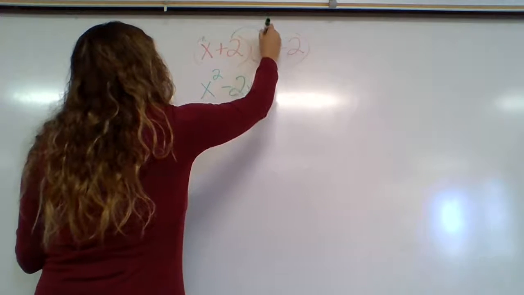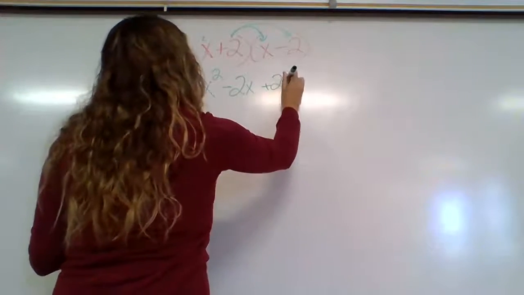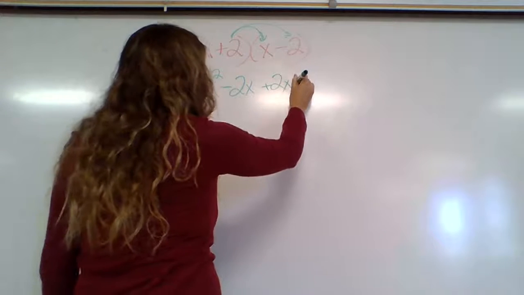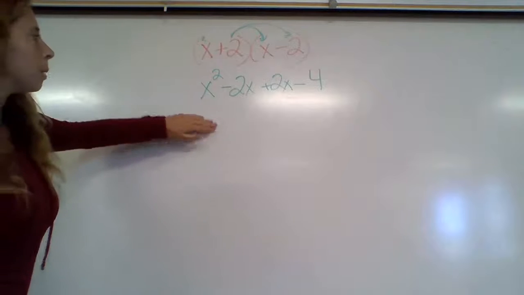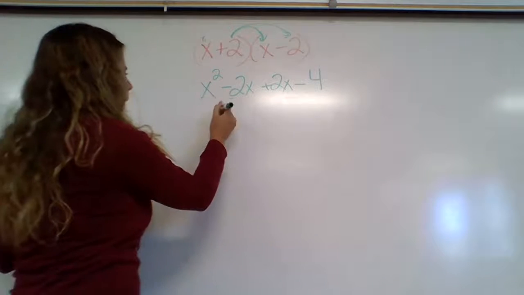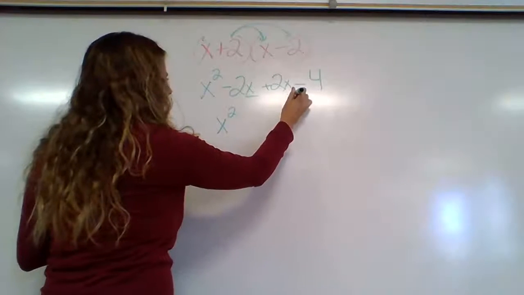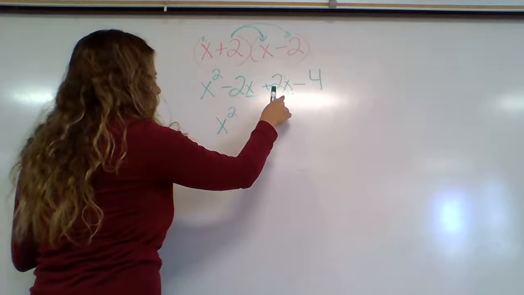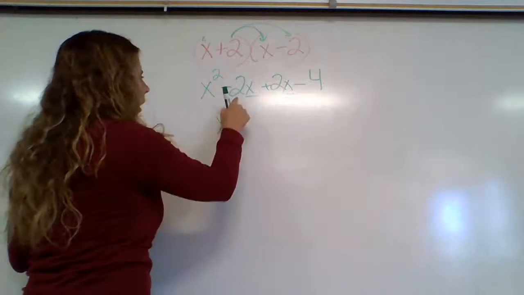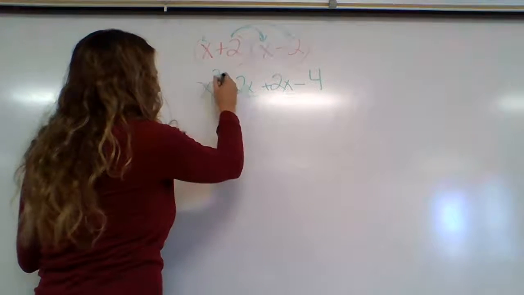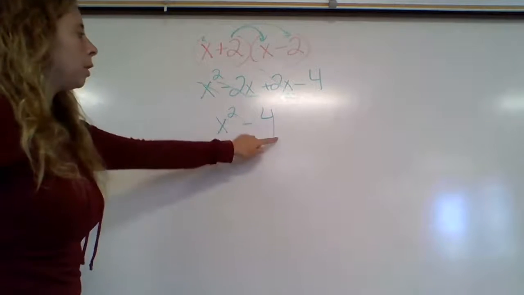All right, 2. 2 times x is 2x. 2 times negative 2 is negative 4. All right. Combine your like terms. This is the only x squared. There's no other term with an x squared. So, x squared. And then this has an x, and this has an x. Negative 2x plus 2x is 0. So you can write 0 if you want, or nothing, because they cancel each other out. And then minus 4. So it's just x squared minus 4 is your answer.